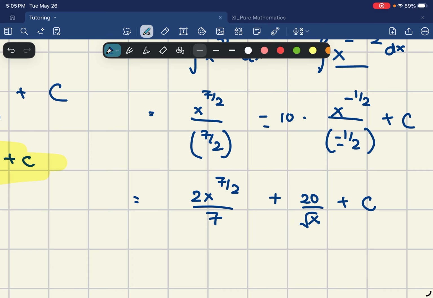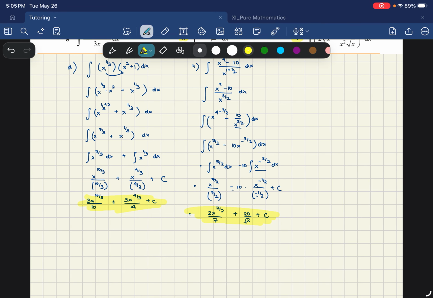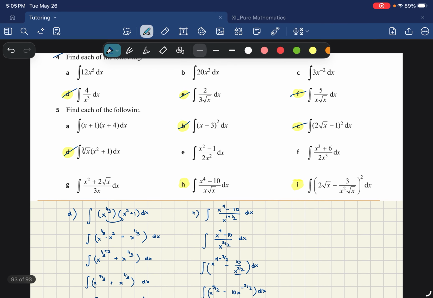Alright, so minus minus will give you plus. Divide by half is just the same as multiplying by 2, so you get 20 over square root of x plus c. All right. That is the solution to h.